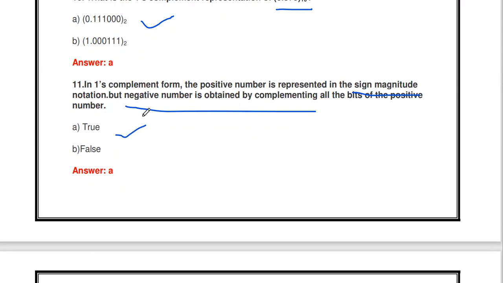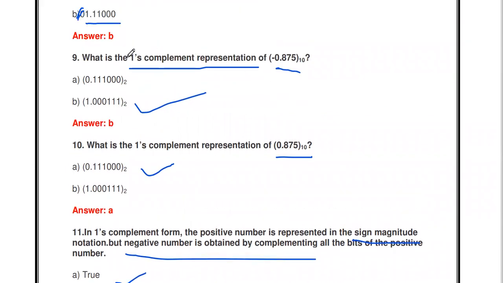So in ones complement form, the positive number is represented in sign magnitude notation, but a negative number is obtained by complementing all bits of the positive number. Yes, it's true. In order to represent a positive number in one's complement form, we use the sign magnitude representation. The negative numbers are represented by taking the complement of all bits of the positive number. For one's complement of minus 0.875, first we represent 0.875, and the answer is 0.1110. Then we take the one's complement of this: zeros are converted to ones and ones to zeros. So that's why we get the answer like this.